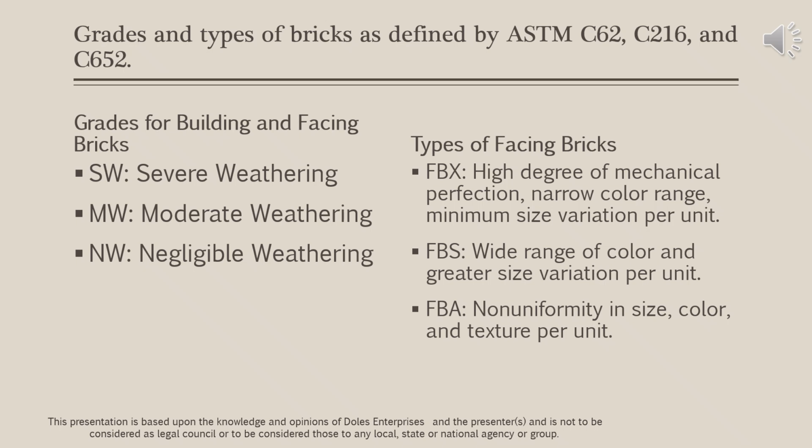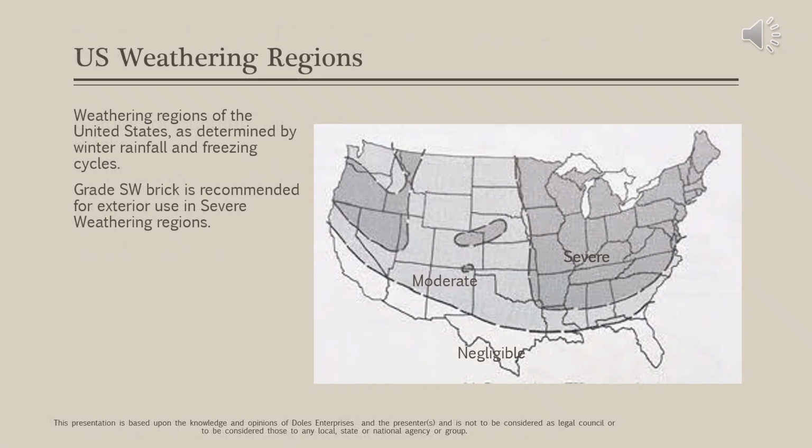FBS has a wide range of colors, and it has a greater size variation per unit. FBA is non-uniform in size, color, and texture, and is used for filler and applications where the brickwork is not seen. The map shows the weathering regions as determined by those experts in the brick manufacturing industry.